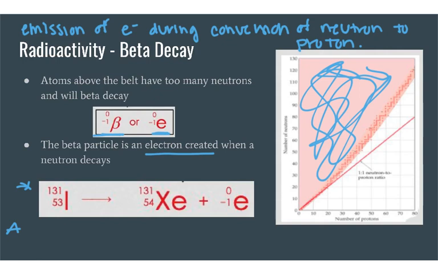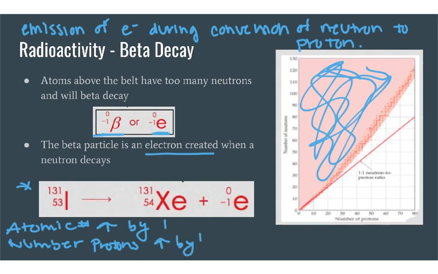And just to sum everybody up here, if we look at our example problem, we have iodine going to xenon plus an electron. Our atomic number goes from 53 to 54, so that's increasing by 1. Our number of protons, because atomic number and protons are the same, also increased by 1. We notice that our mass remains the same. We see 131 on the left. We see 131 and 0 on the right. So mass is the same. And our number of neutrons is going to decrease by 1. Okay, so this is the takeaway from beta decay.